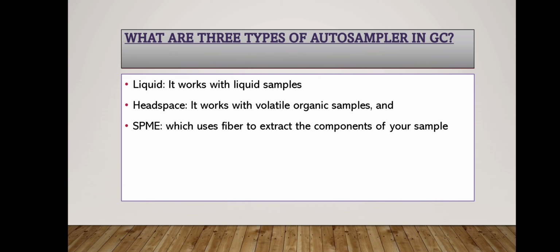What are three types of autosampler in GC? First, liquid sampler. It works with liquid samples. Second, headspace autosampler. It works with volatile organic samples. And third, SPME, which uses a fiber to extract the components of your sample.